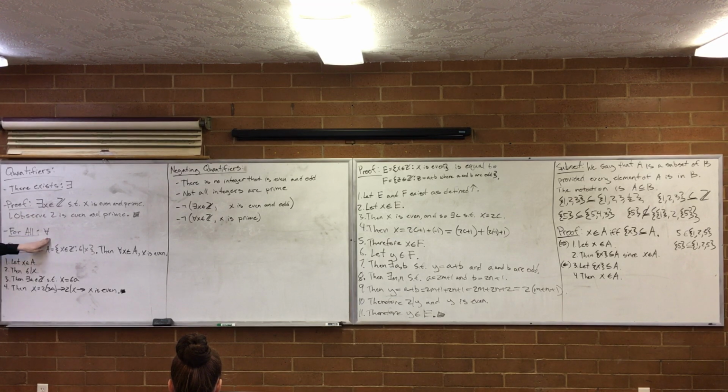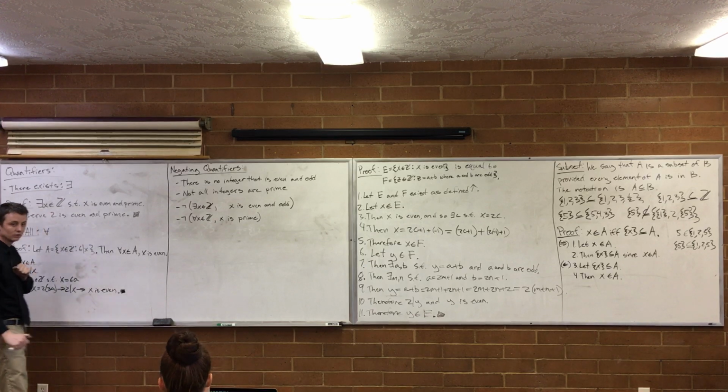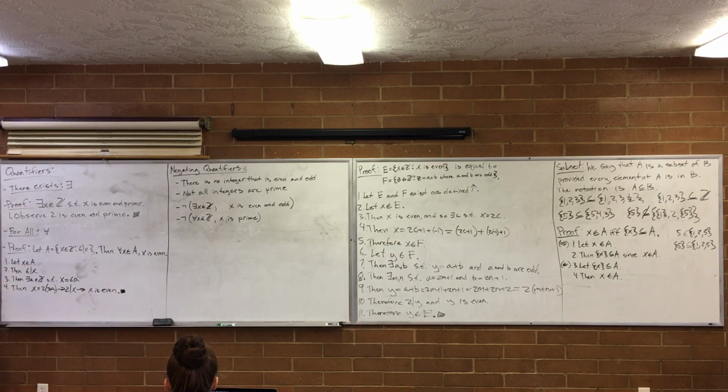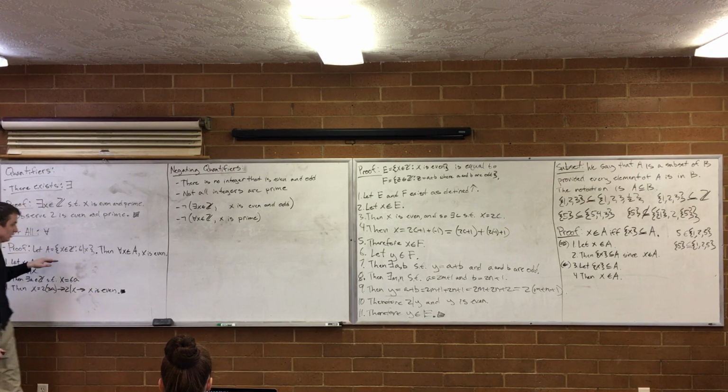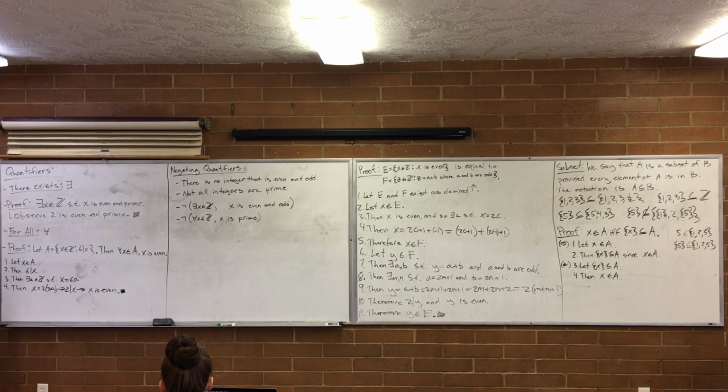For all, represented with that symbol, let's do a case with that. Let A equal the set of all integers such that 6 divides x. Then for all x in A, x is even. Another way you can think about this is we're showing that this set is a subset of the evens. So now let's prove that.